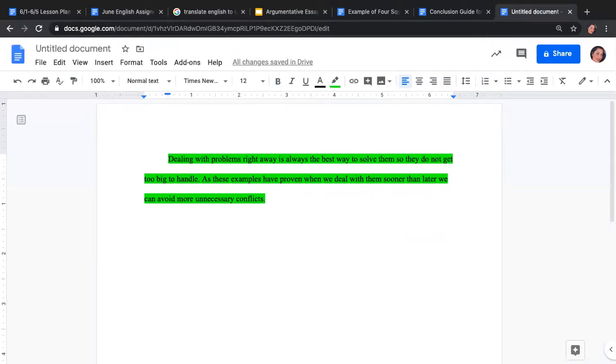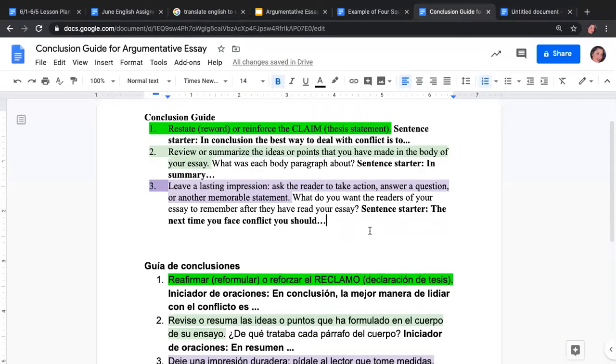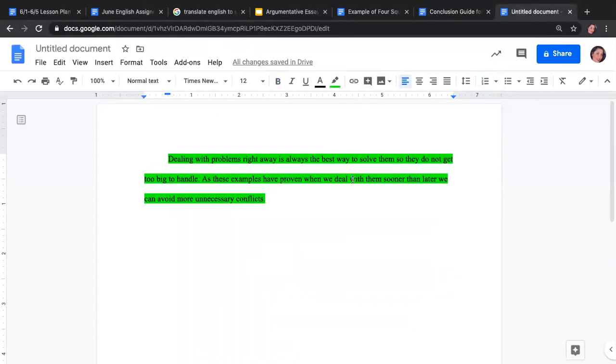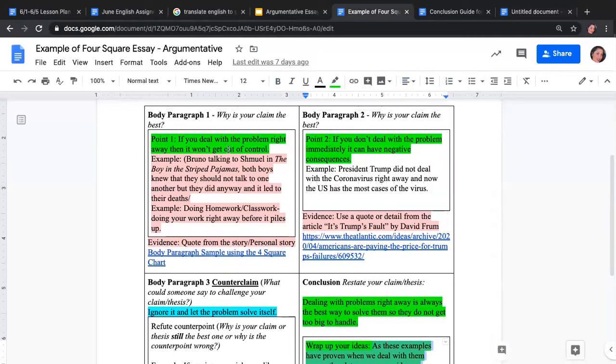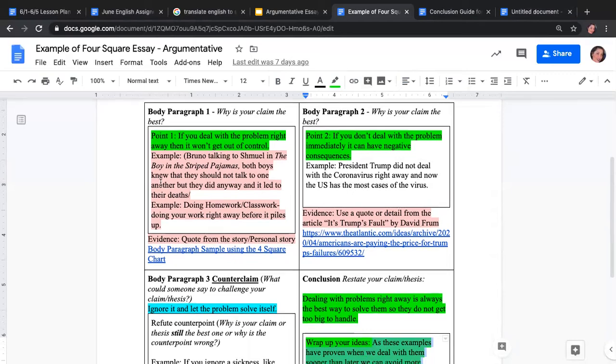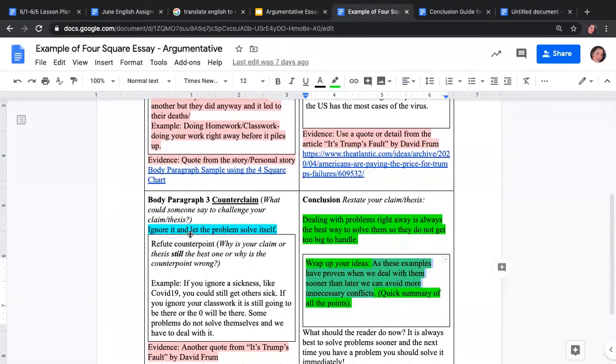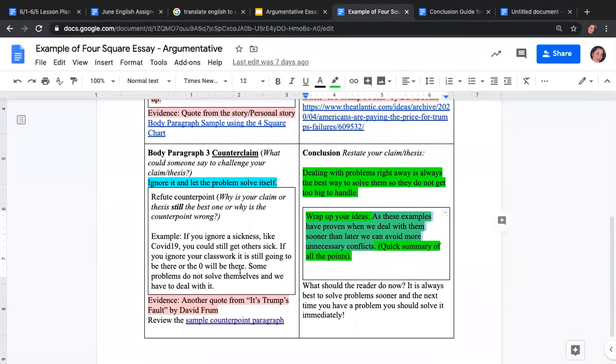So what are my examples though? So in summary, I'm going to use that as a sentence starter. Okay, and then I'm going to go back and I can use my 4-square chart, but I can also use my essay, the body paragraphs that I wrote. So my point 1 was, if you deal with the problem right away, it won't get out of control. And those are the examples I used. Then I said, if you don't deal with the problem immediately, it can have negative consequences, President Trump. And then my counter was, people could say that if you ignore it, the problem will solve itself. But then in my counter, I refuted that. And I talked about how, no, that's not the case, especially with COVID.